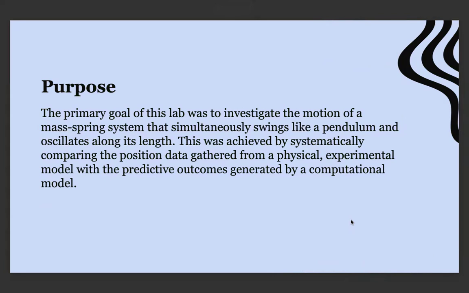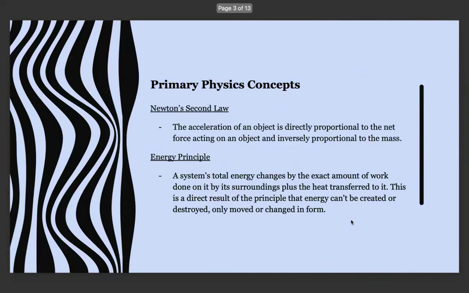So, the primary goal of this lab was to investigate the motion of a mass spring system that simultaneously swings like a pendulum and oscillates along its length. This was achieved by systematically comparing the position data gathered from a physical experimental model with the predictive outcomes generated by a computational model. Doing both of those, we used Tracker and GlowScript.